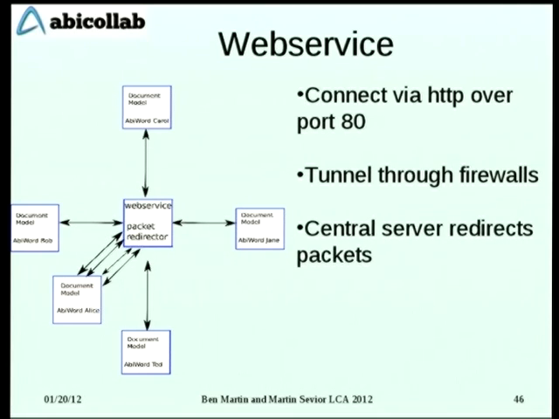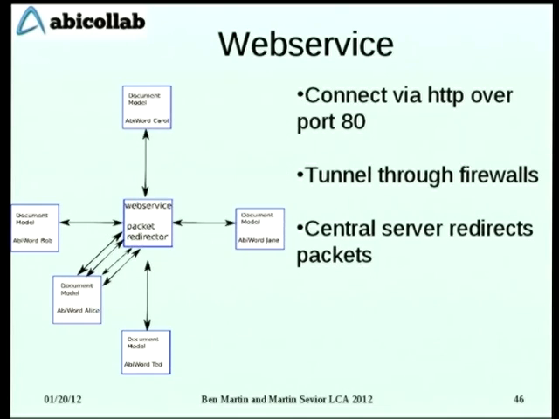Then we have this central server which redirects packets. So we have all of these different Abiwords, but actually Alice is still the document model. It's still the central connection. So Alice goes to this packet director and talks to Bob, Carol, Jane and Ted, and then changes in Alice get redirected out to Bob, Carol, Jane and Ted as each of these things happen.